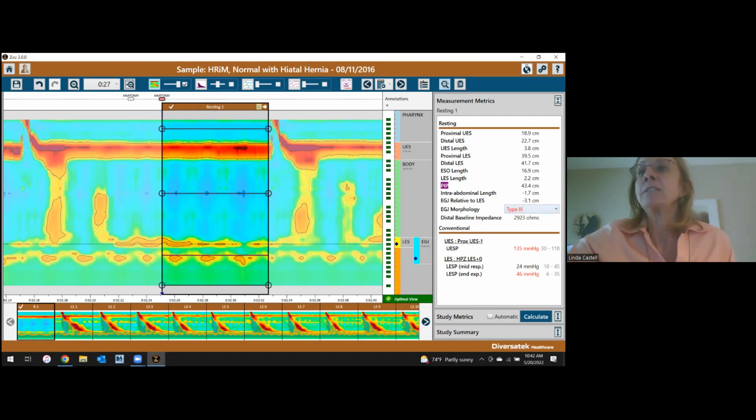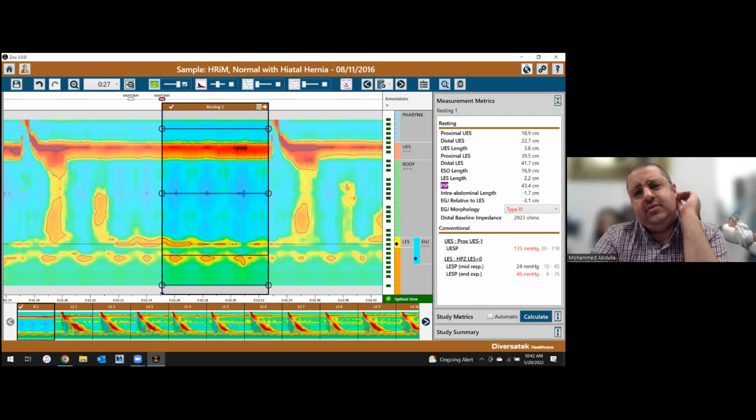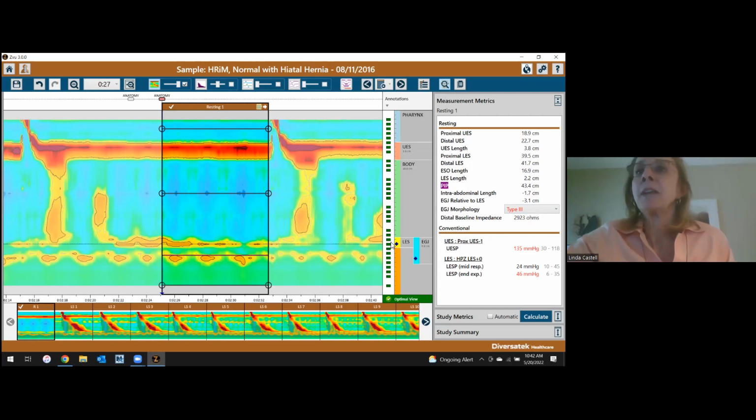The EGJ relative to the LES, I believe that's from the top of the LES to... let's see, where is that? I think it doesn't make any sense, because by definition the hiatus hernia is part of the stomach inside the chest. How does the intra-abdominal length represent the hiatus hernia? Yeah, is it going from diamond to diamond? I think it might be diamond to diamond. Let me think about this. 1, 2, 3. Yeah. So okay.